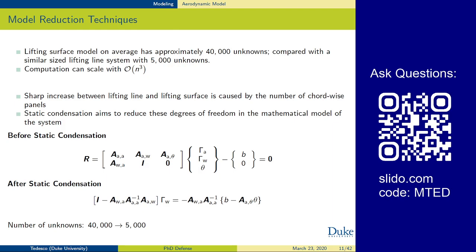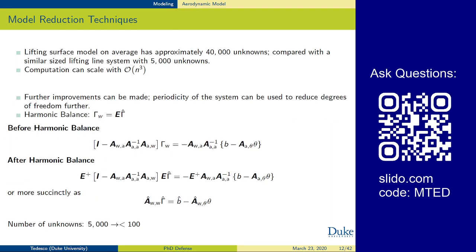By doing this, you're severely reducing the number of unknowns that you have. Roughly speaking, for us, we would have started with about 40,000 unknowns. Now we're looking at more like 5,000 unknowns, which is a significant reduction. But we wanted to go further. So the way we did that is by using harmonic balance. With harmonic balance, we're looking at the spectral domain instead of the time domain.